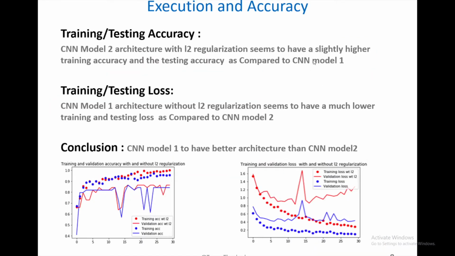Execution and accuracy. The data was run for 30 epochs, and we trace the images. The image below shows the accuracy and loss for the two networks. We can see that the convolution neural network for the Model 2 architecture with L2 regularization seems to have a slightly higher training accuracy and testing accuracy as compared to the convolution neural network for Model 1.